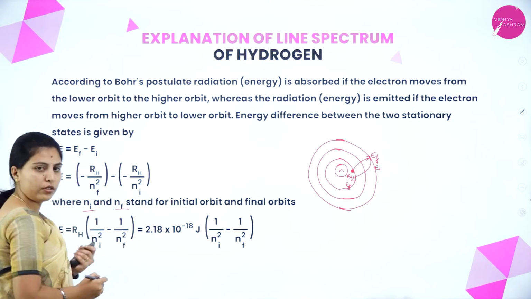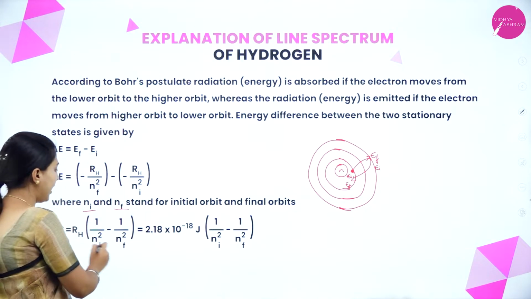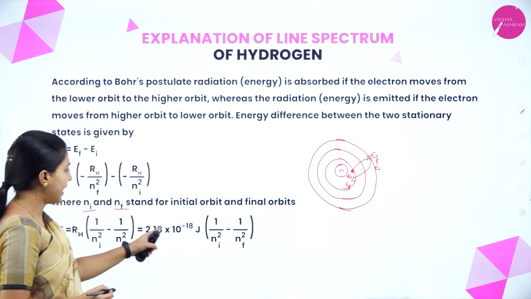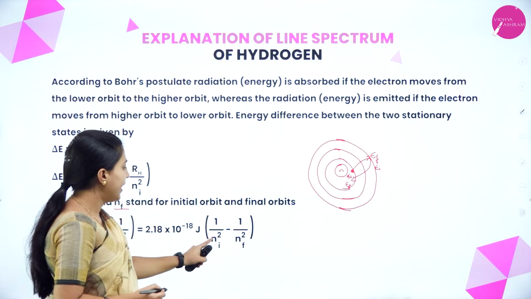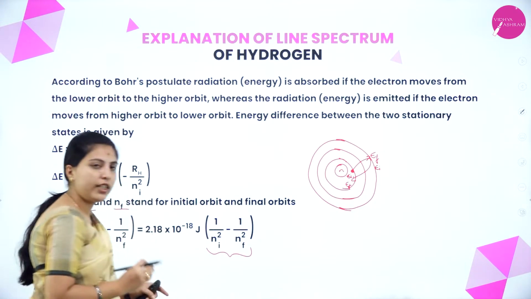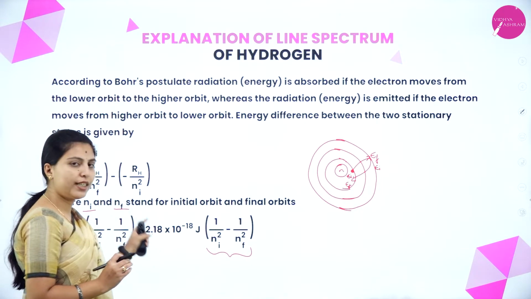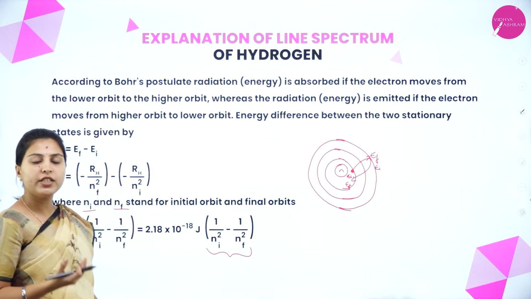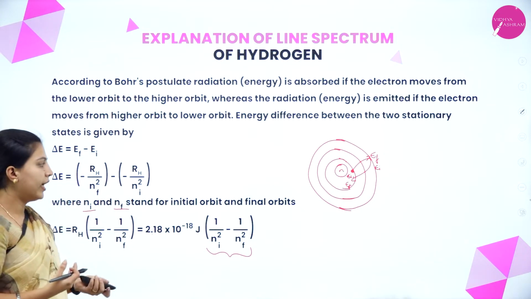This RH is the constant, the Rydberg constant. We have substituted 2.18 into 10 to the power of minus 18 joules into 1 by Ni square minus 1 by Nf square. We will not touch these terms now; we have only substituted the Rydberg constant. These Ni and Nf will keep changing as the electron moves.